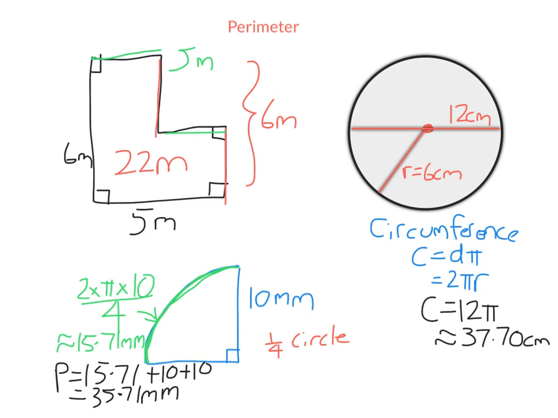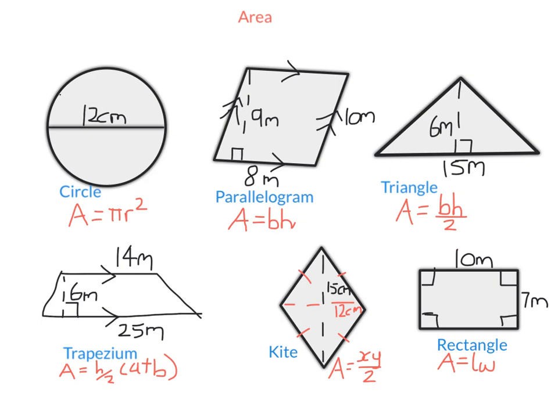Let's move on to area. So you need to be able to find the area of each of these 6 shapes here. So we'll start with a circle.